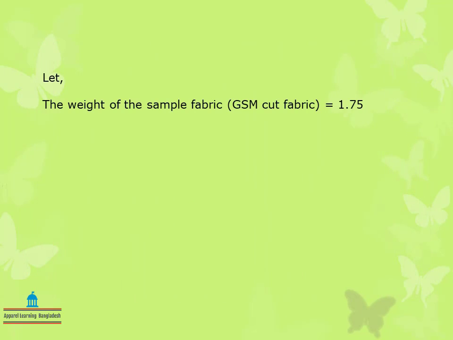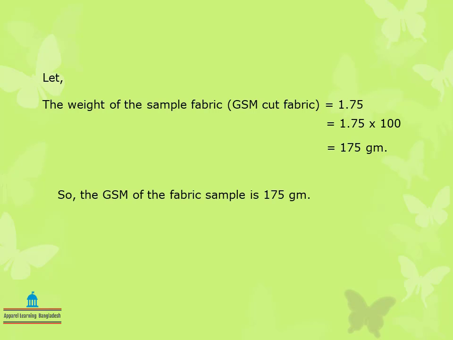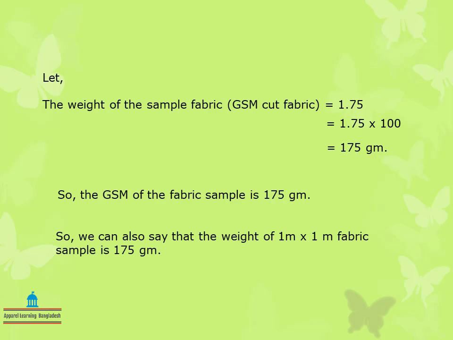Let the weight of the fabric sample or the GSM cut fabric be 1.75 from the electric balance. Now multiply this 1.75 value by 100. We found 175 gram weight of the fabric sample. So the GSM of the fabric sample is 175 gram. So you can also say that the weight of 1 meter into 1 meter fabric sample is 175.